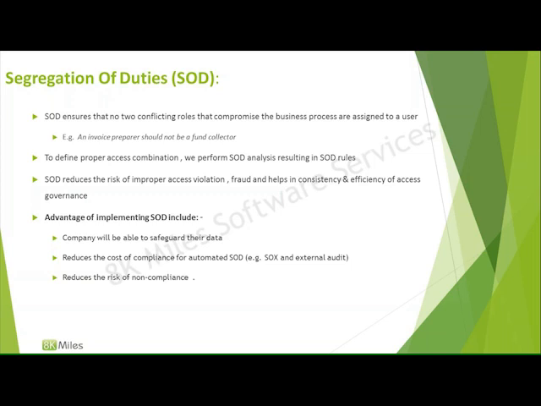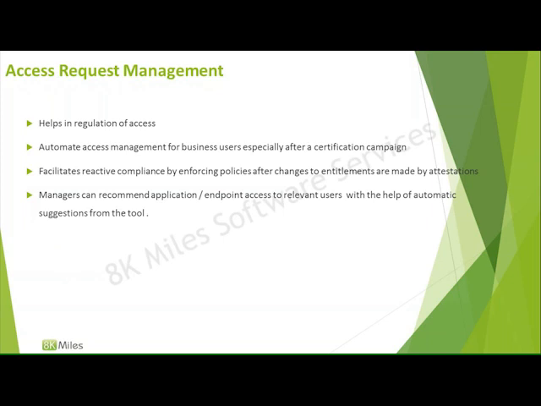And what are the advantages of these? Company will be able to safeguard their data, obviously, because no data can be exported out of this. If the data compromising roles are given to some people who should not be having that, especially complementary roles, it reduces the cost of compliance, obviously, because auditors basically love this kind of compliances, SODs, and reduces the risk of non-compliance, because by eliminating chances of people misusing these roles, you are basically eliminating the risk of non-compliance, or reducing the risk at least. So with that, we go to the fifth item, which is access request management.